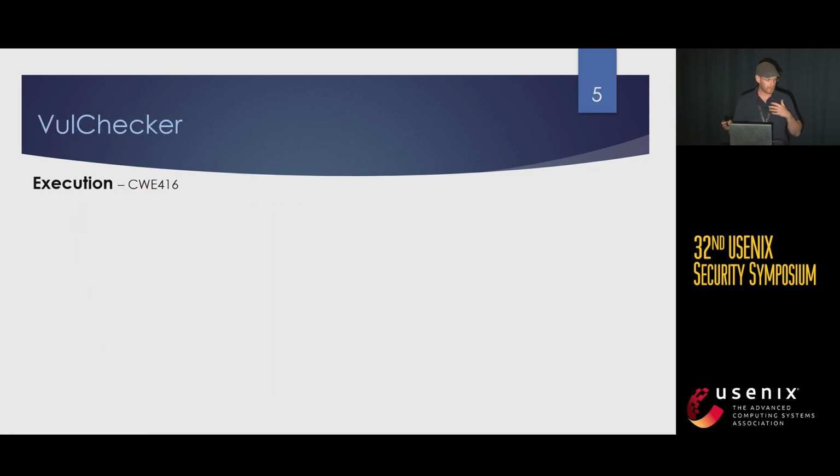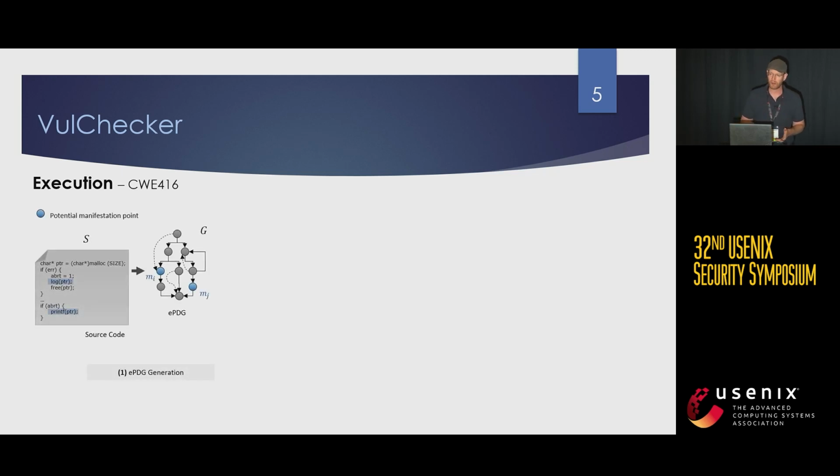Let me show you exactly how VulChecker works in terms of execution. We look at one CWE at a time, for example, here, CWE 416. We take our source code, lower it down to LLVM IR, and extract the PDG. We look for every potential manifestation point for that CWE, for example, malloc. Then, for each of those potential manifestation points, we traverse the graph backwards and cut a subgraph there.